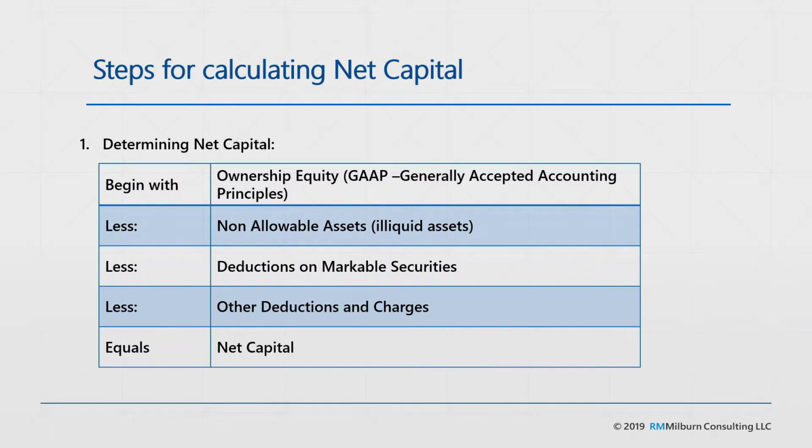To calculate a firm's net capital, start with ownership equity prepared using generally accepted accounting principles. Subtract non-allowable assets. These are illiquid assets that can't be converted into cash within 30 days or less. Deduct charges on marketable securities. They're known as haircuts. And subtract other deductions and charges for various situations. The final result is the firm's net capital.